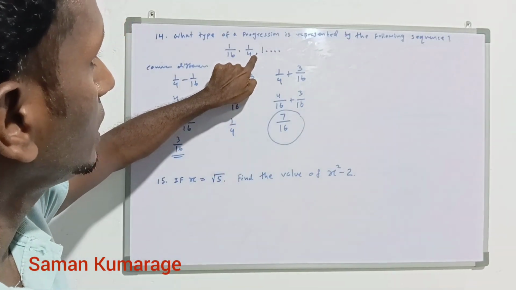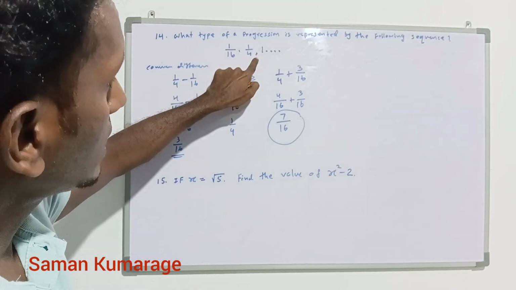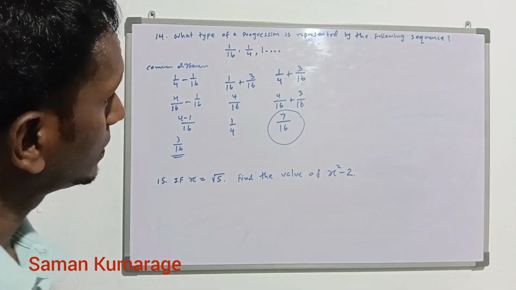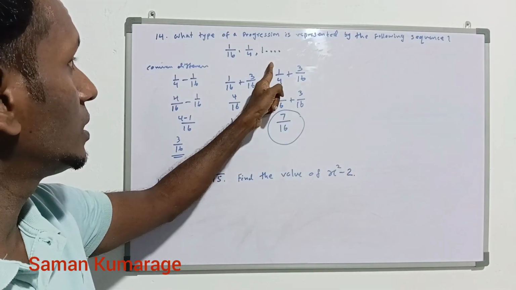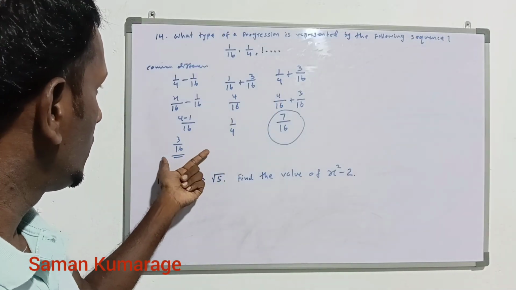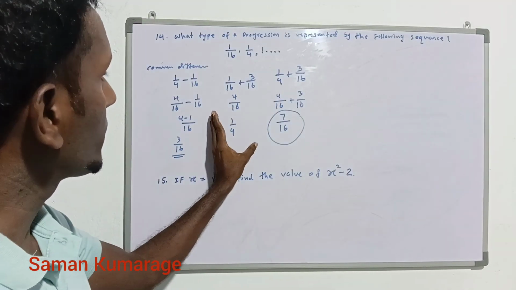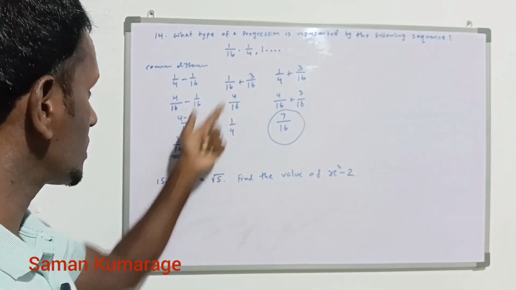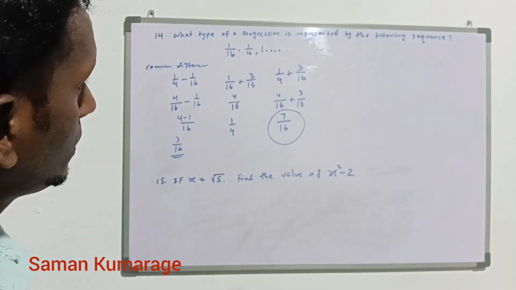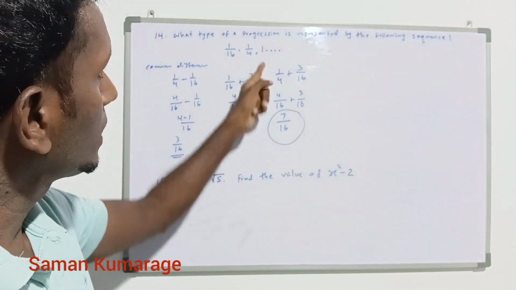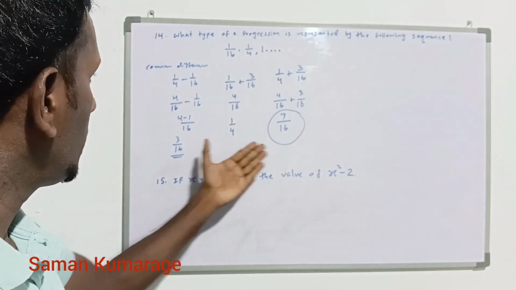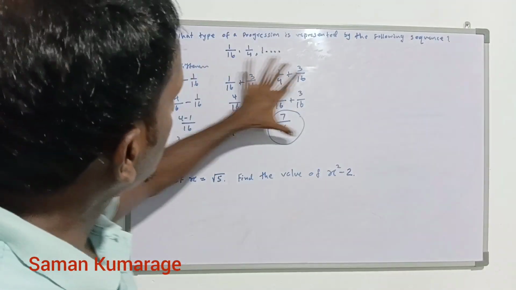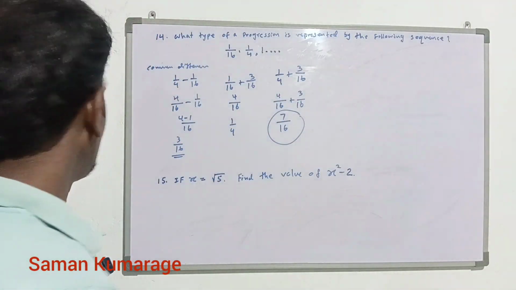I forgot the comma here, sorry. As the third term. But the problem is this is wrong. Therefore, even though we found the common difference and obtained the second term by adding the common difference to the first term, we cannot obtain the third term by adding the common difference to the second term. Therefore, this is not an arithmetic progression.